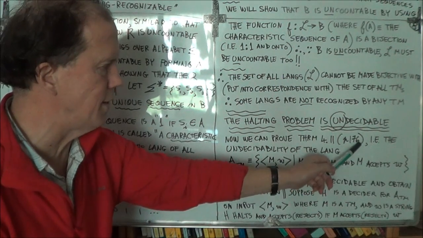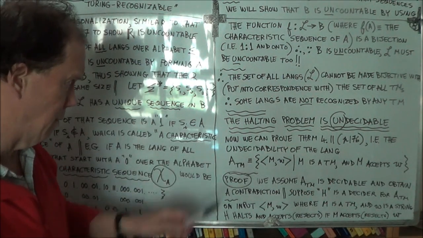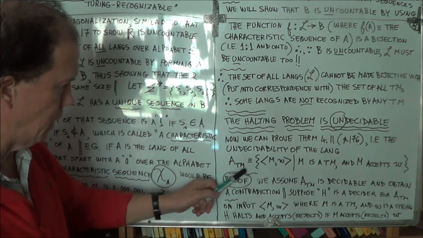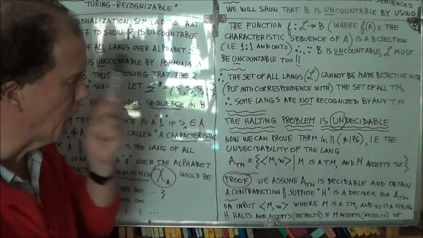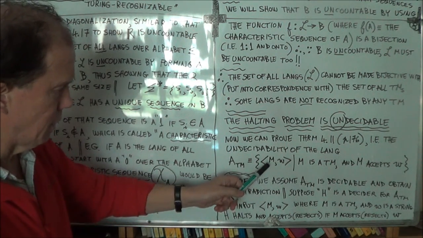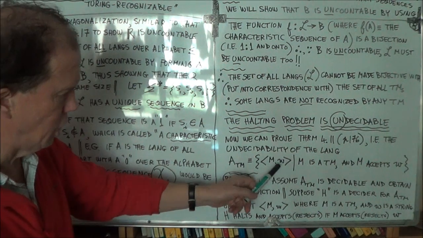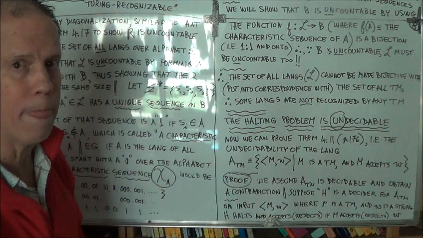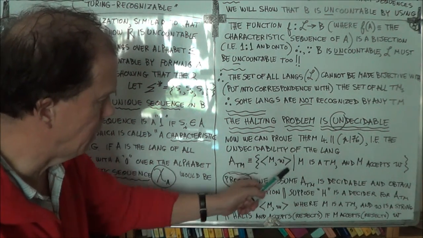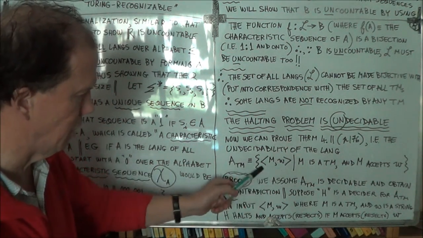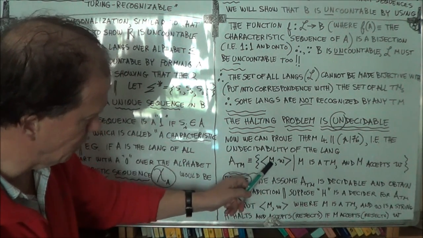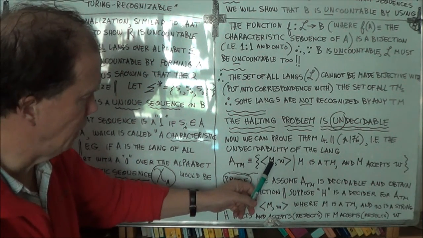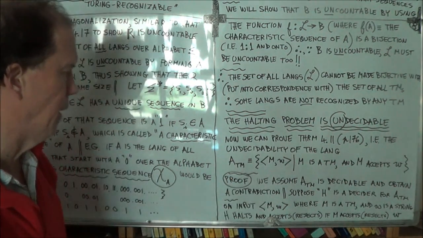That was on page 176 in your text, which was saying that this language here, A sub TM, a bit of revision, I've written it down again, is a set of ordered pairs <M, W>. M is a Turing machine, and that Turing machine accepts the string W. That's the condition that this pair is a member of this language. It's a string, because it's the encoding of these two things: the encoding of the Turing machine, and the string.